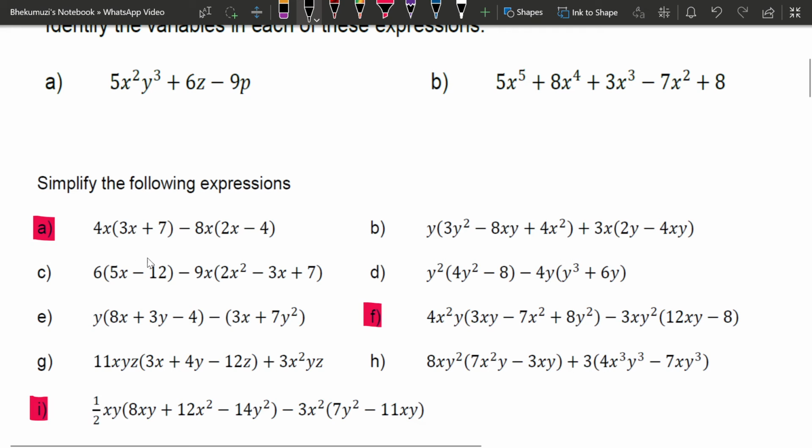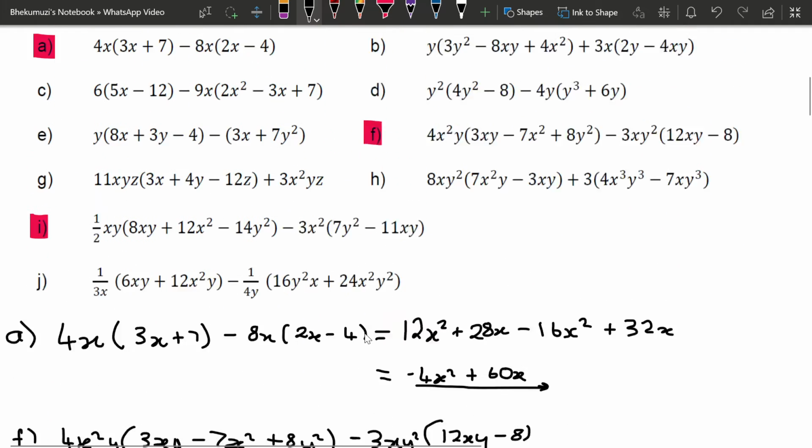Okay, so then we also have questions in algebraic expressions where you have to simplify the following expressions. The ones that have been highlighted in red are examples that you'll see after this, right? I do encourage you to try out the rest on your own, but once we've done these examples, you'll have a very good idea of what to do.